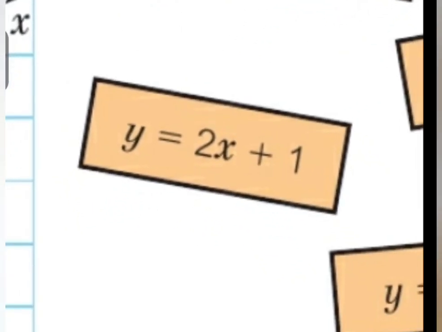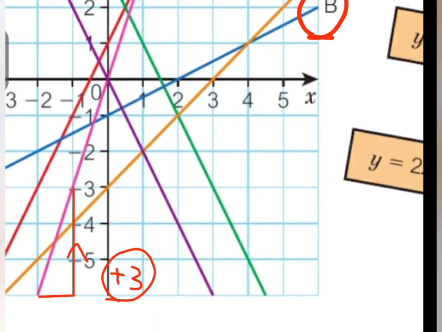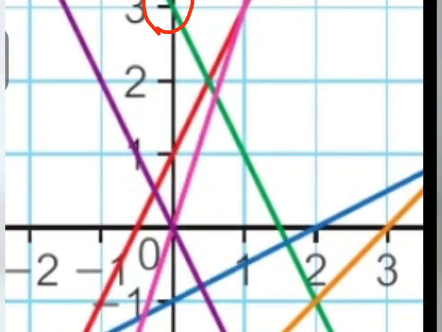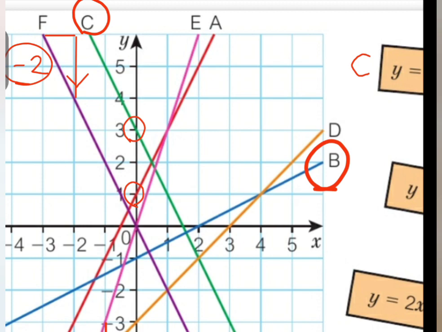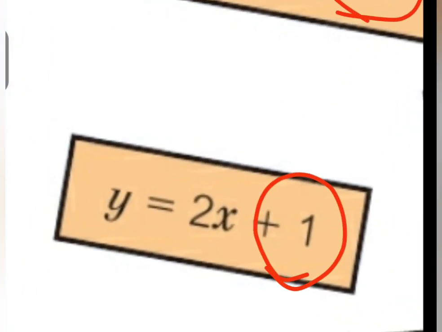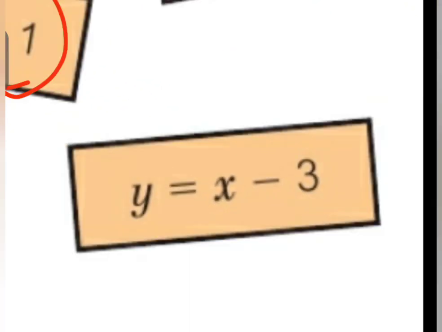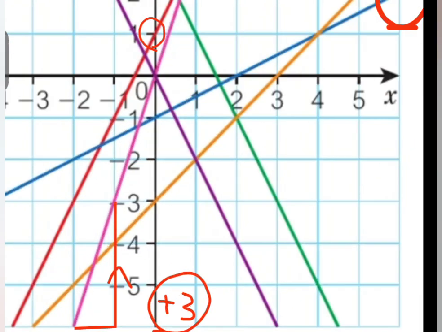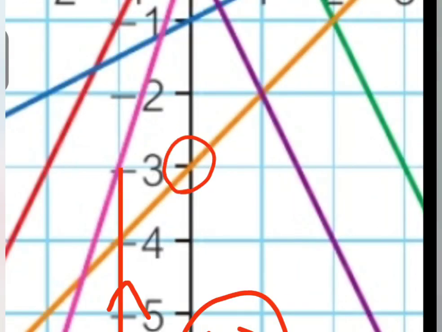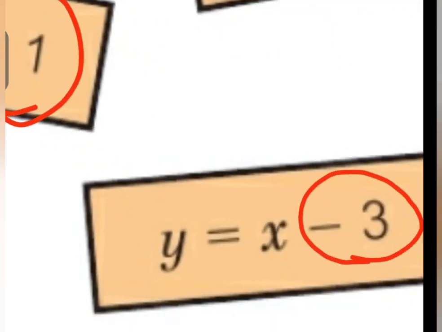Now, what about this equation? What's the y-intercept here? Very good. It's positive 1. So we take a look at the lines. We find positive 1 on the y-axis, which is here. The red line is crossing it, so it's A. Very good. So we write A here. And then we take a look at the last equation. The y-intercept here is negative 3. We take a look at the y-axis. Negative 3 is crossed by the orange line, which is D. So we write D next to it here.